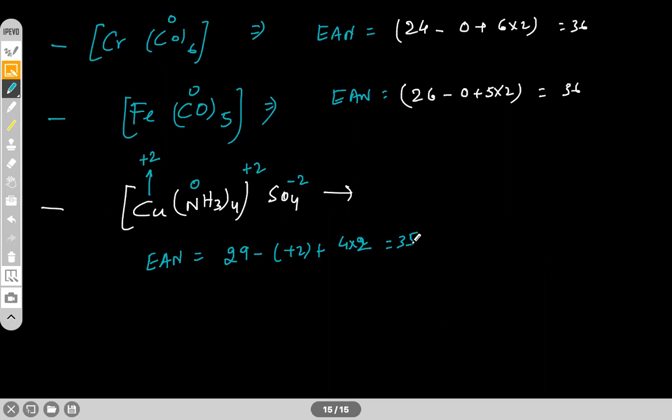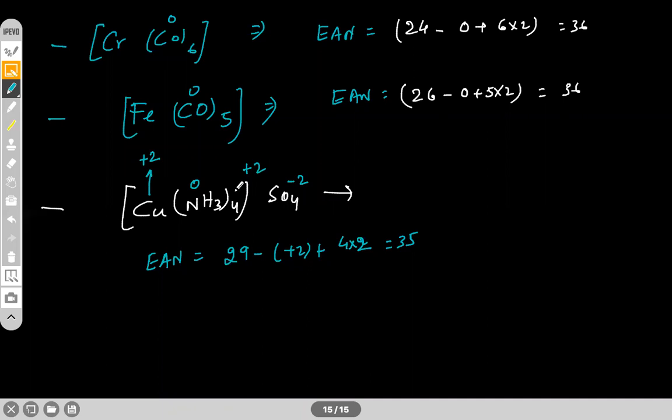Okay, so you see the effective atomic number for this one is 35, it is not 36. That's why the Sidgwick EAN rule is not valid for all the complexes. But we have a few applications of it, which are very important. We'll discuss that.